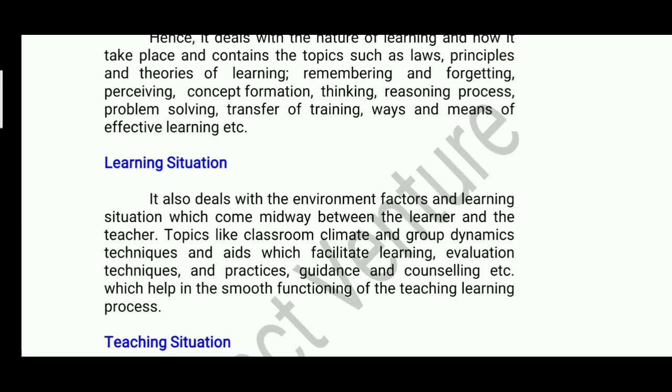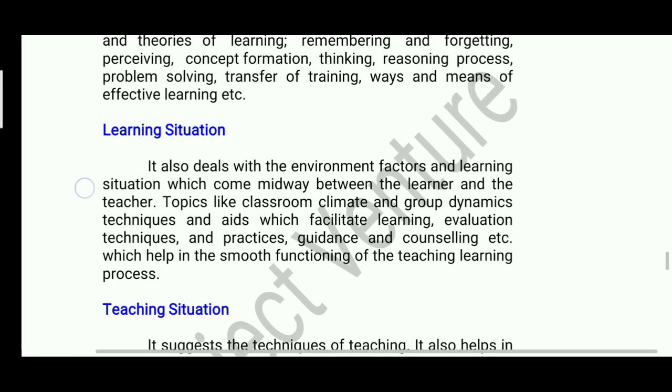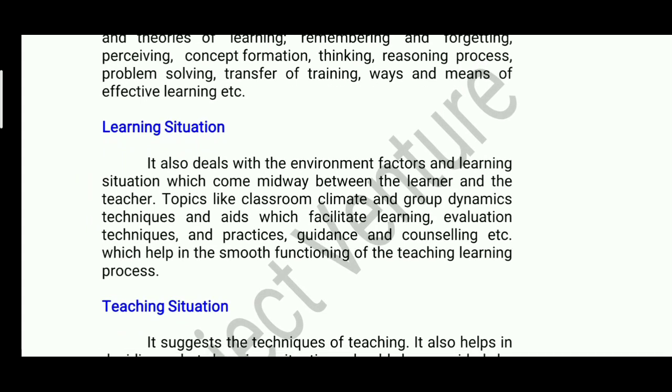Situation, aids of the facilities learning, evaluate the techniques and the practices, guidance and counseling which help the smooth functioning of teacher learning process. Means atmosphere of the class must be regulated in a very friendly way so that student must not be scared, must not be afraid of the teacher, must not hesitate in asking the question. Student must get the free atmosphere to learn and to create himself a good person.